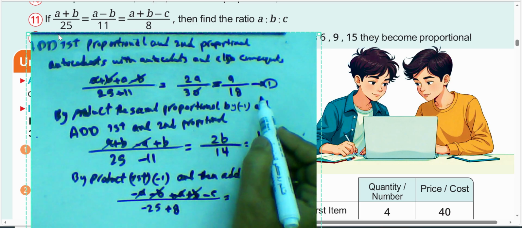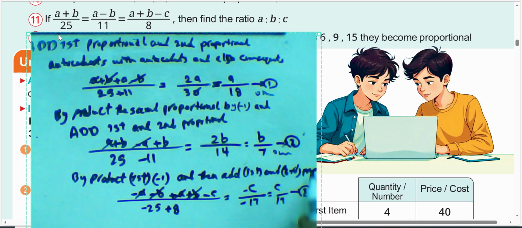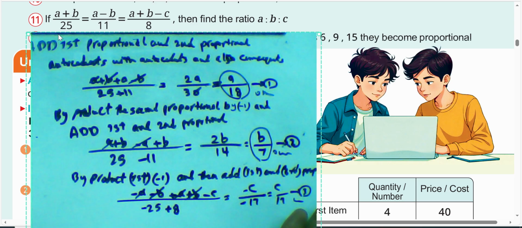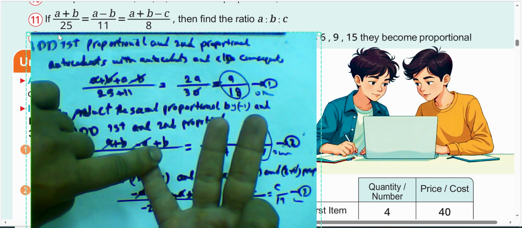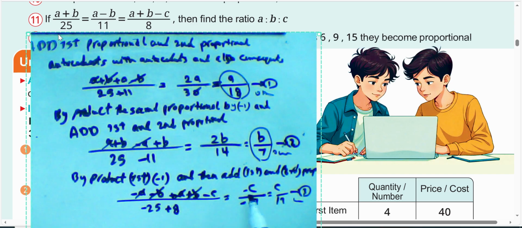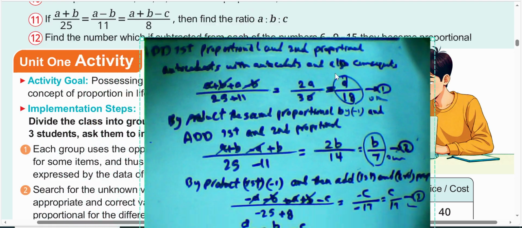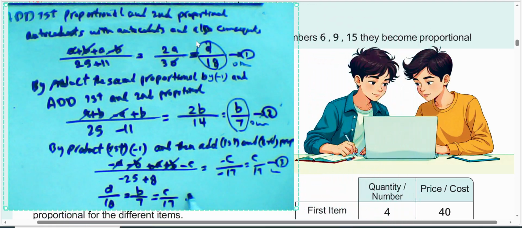Relation number 1 equal 1 of the ratio, and here equal 1 of the ratio, and here equal 1 of the ratio. Then they are equivalent because the result of each one equal 1 of the ratio. Then we have 3 equivalent solutions. Then a over 18 equivalent to b over 7 equal c over 17. Okay, he wants to find the ratio between a to b to c. Then a to b to c will be 18 to 7 to 17.